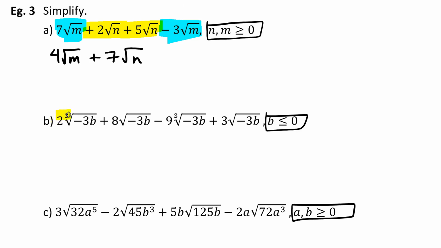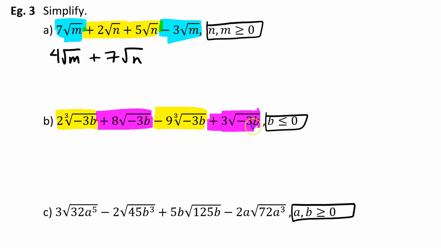I have 2 times the cubed root of negative 3b. And I only have a like term with this right here. Why? Because the index on this is 3. It's the cubed root, whereas this has the same radicand, but it has a different index. So I'm going to color it in a different color because it is not a like term.